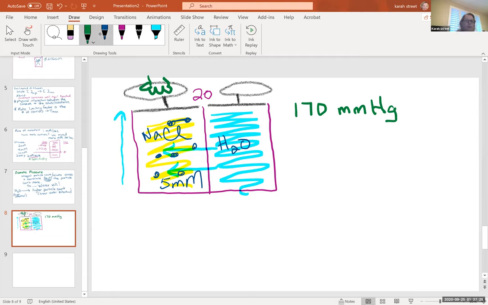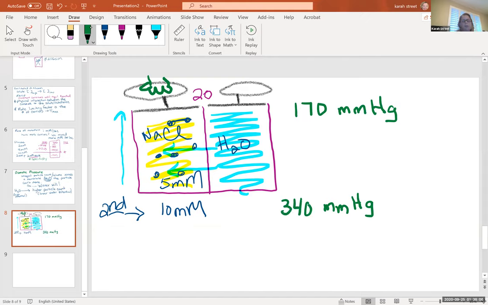Then you repeated the experiment. You did the same thing, but on the second time, you used 10 millimolar sodium chloride. Now, how hard did you have to press? Three hundred and forty. So the concentration doubled from 5 to 10, and the amount of pressure you had to push down also doubled. Do you know what that's called? That's called a direct relationship. The concentration doubled, the amount of pressure you applied also doubled.